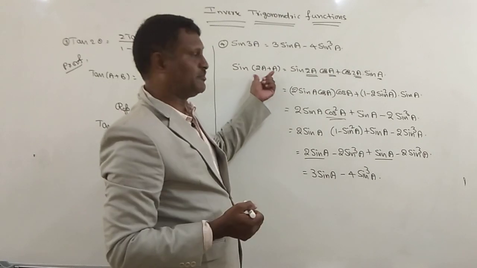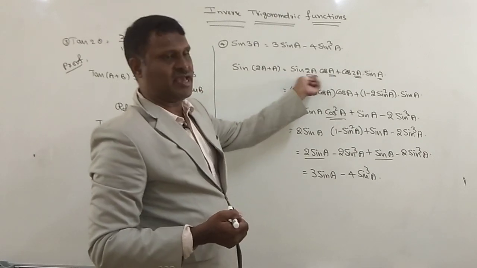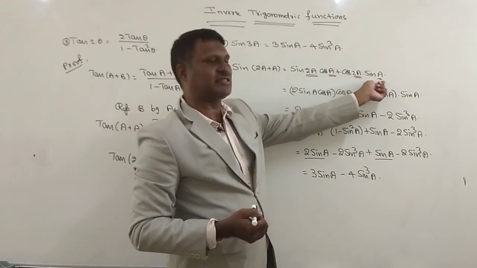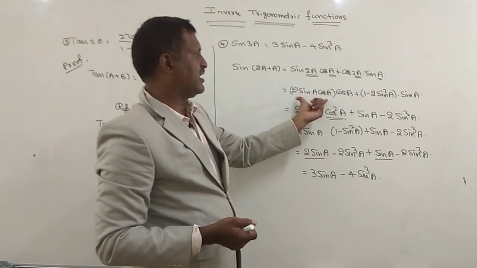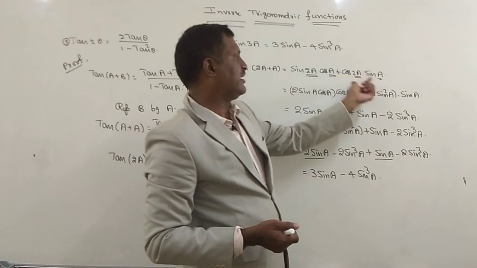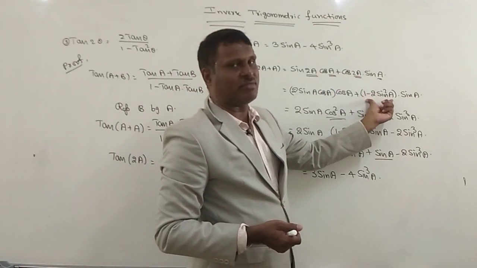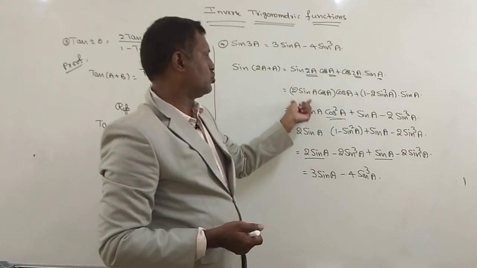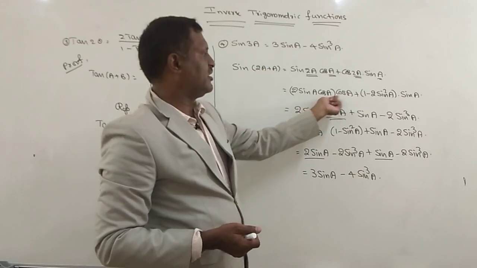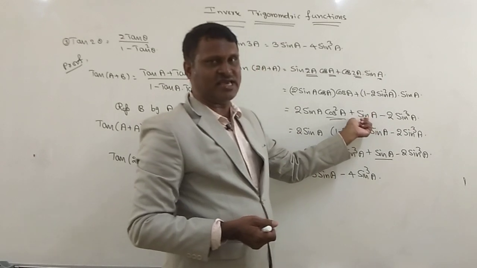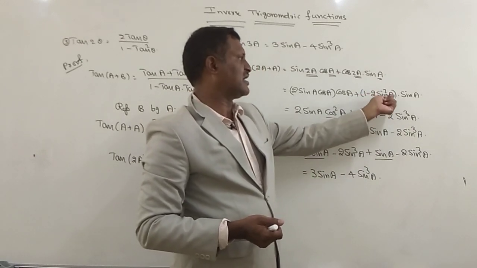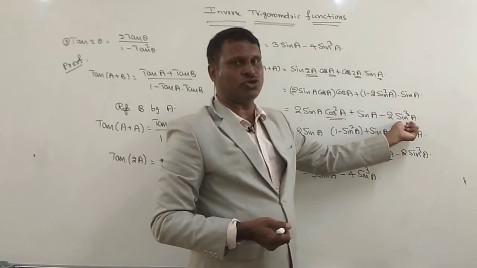Sin of a plus b formula, using sin a cos b plus cos a sin b, I have written. Now what is the sin 2a formula? 2 sin a cos a. Cos 2a in terms of sin, we have the formula 1 minus 2 sin square a. Now 2 sin a as it is, cos a into cos a we can write cos square a, 1 into sin a we can write sin a, minus 2 as it is, sin square a into sin a becomes sin cube a.